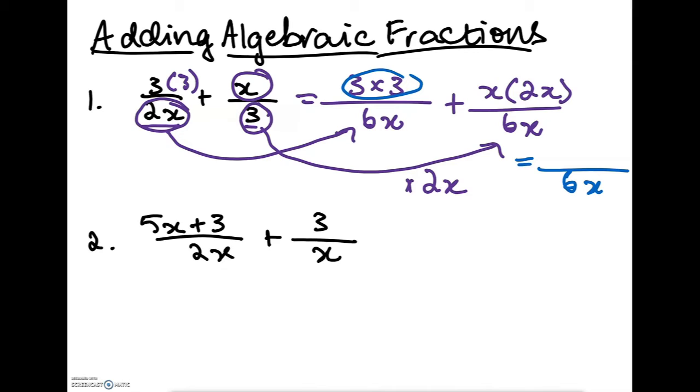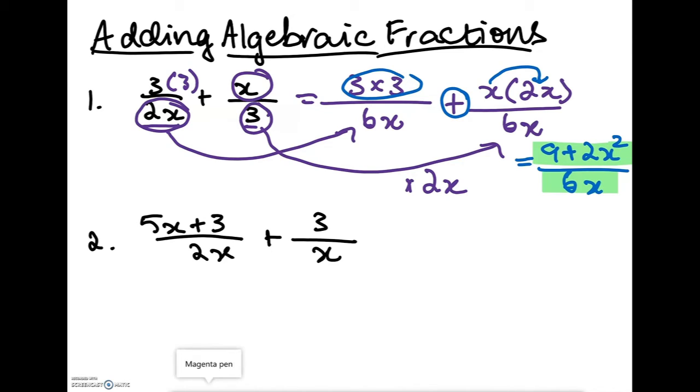So if we simplify this together, we're going to get the common denominator as 6x. This is 3 times 3, which is just 9. We're going to add, plus, if you multiply these two together, you're going to get 2x squared. So this is your final answer. 9 plus 2x squared over 6x is your final answer.